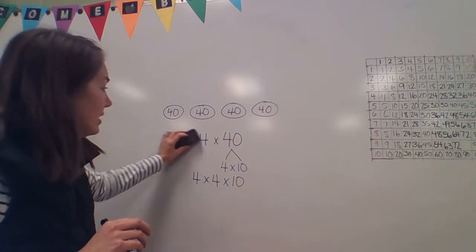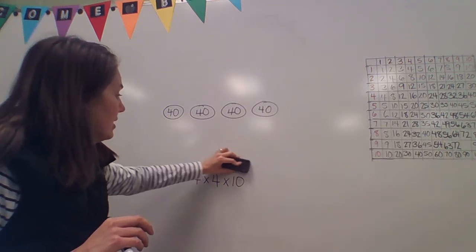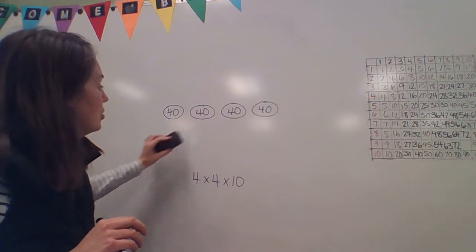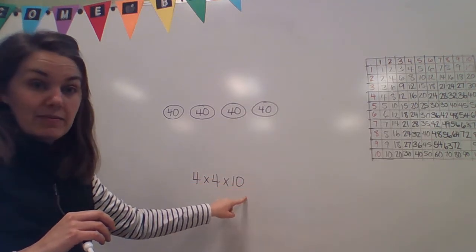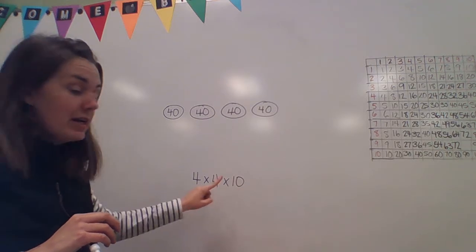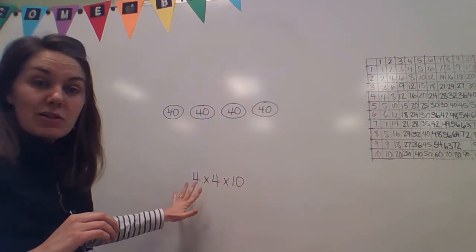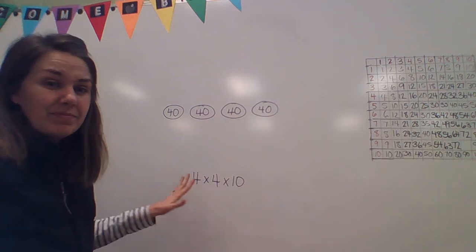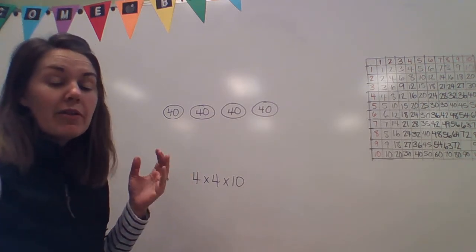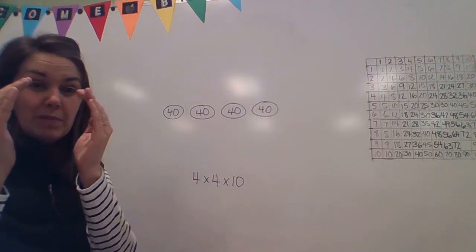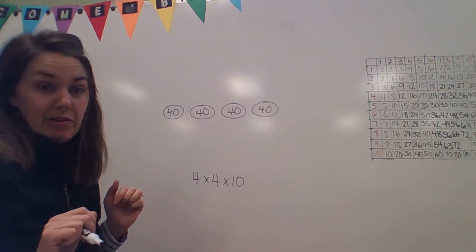So I'm just going to go ahead and erase what I had previously, because now I'm dealing with my new equation, 4 times 4 times 10. So I broke apart the 40 into 4 times 10, and so now I have a new equation. Now remember, I'm also going to use another property. I'm going to use my associative property and group them together any way that I like.